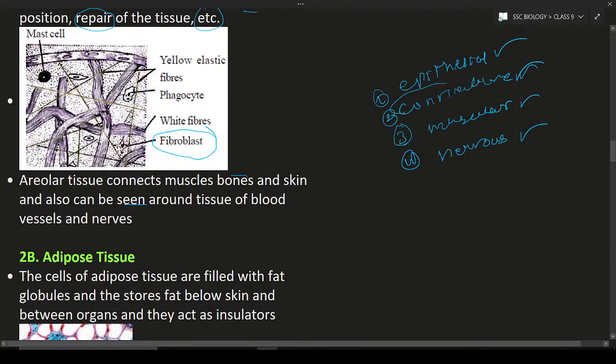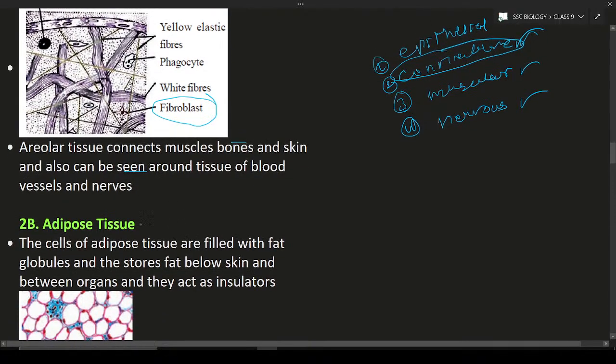Now we are discussing the connective tissue. In the connective tissue, we have completed areolar tissue, and we came to the adipose tissue. So what is meant by adipose? Before adipose, we have to discuss this point. Areolar tissue connects muscle, bones, and also skin, and can be seen around the tissues of the blood vessels and nerves. So what is meant by blood vessel?